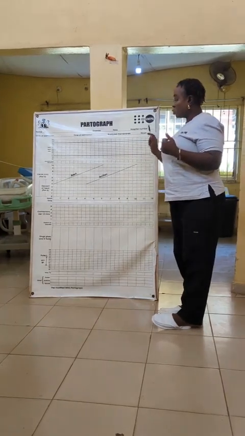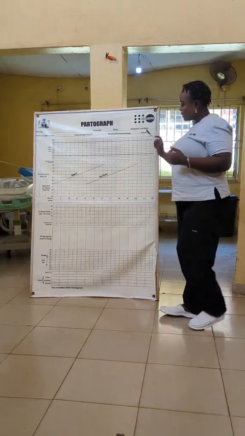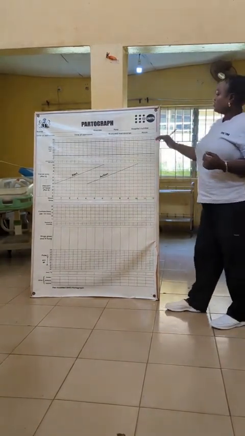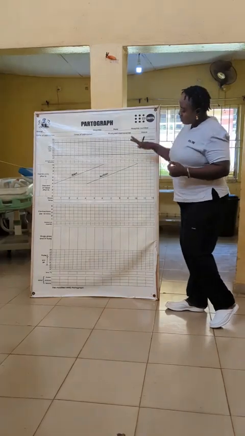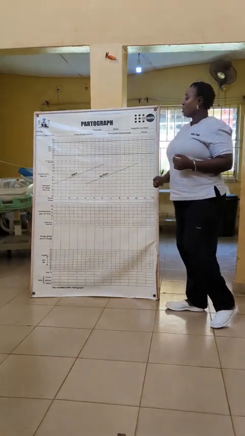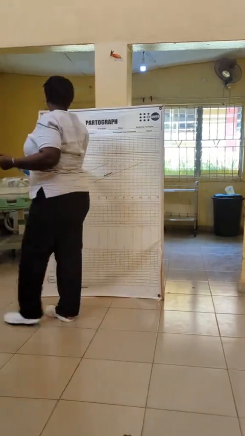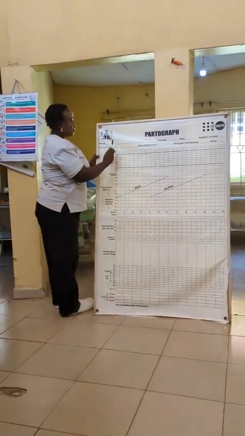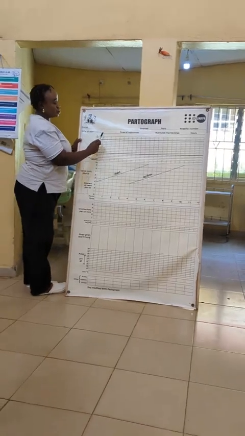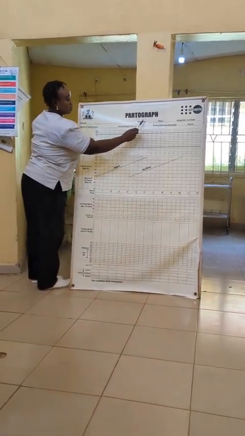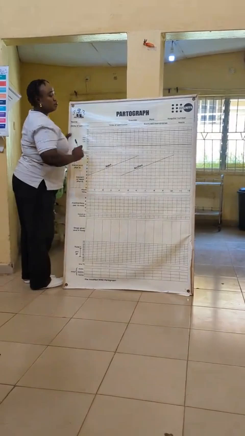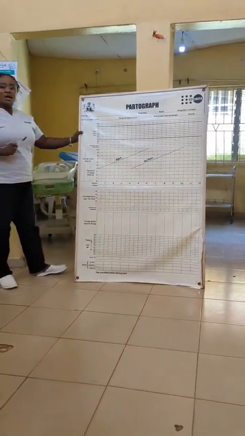So, it's been divided into two main parts. We have the fetal part and the maternal part. The fetal part is above, while the maternal part is below. So, let me run through the headings. You write the name of the patient, date of admission, time of admission, gravidity, as I said, and the state of membranes. How are you going to know this?